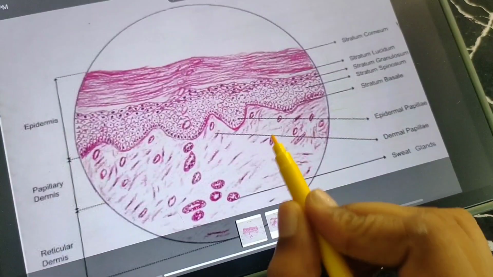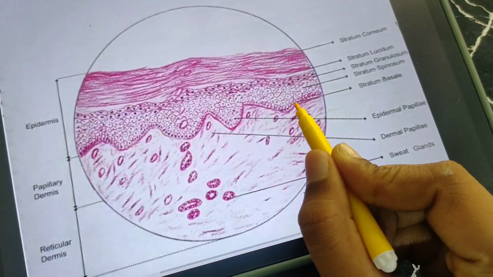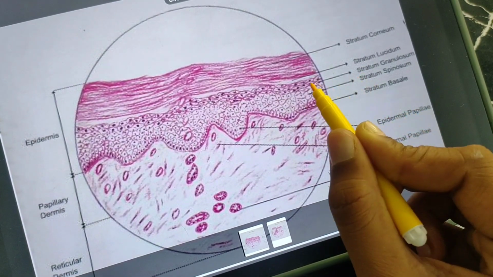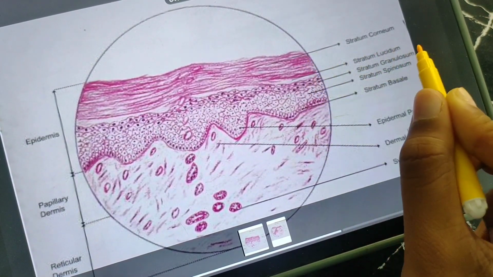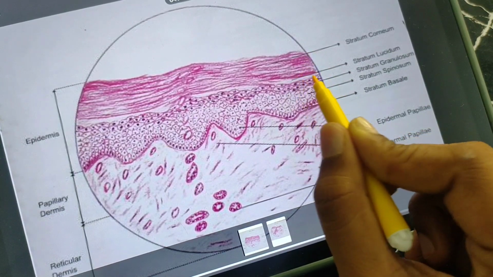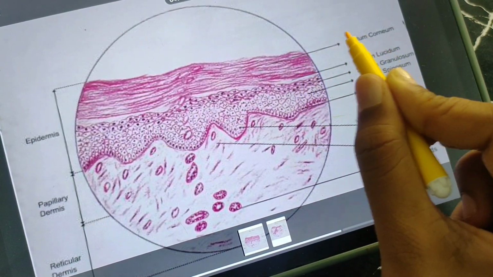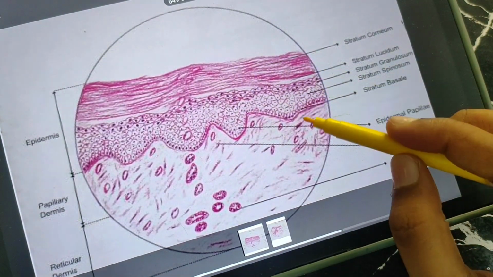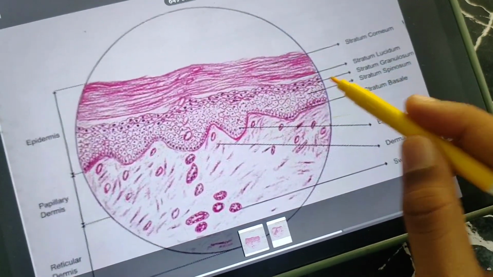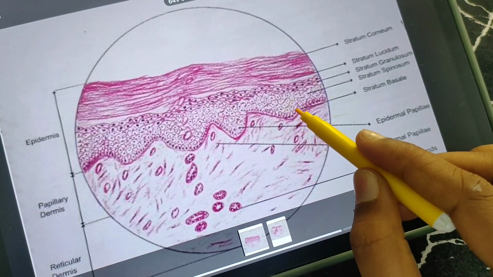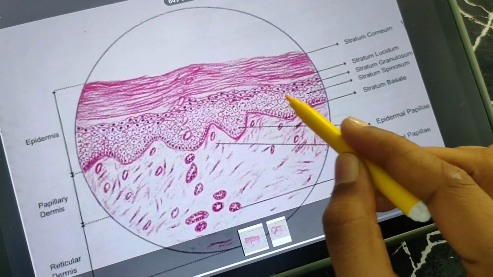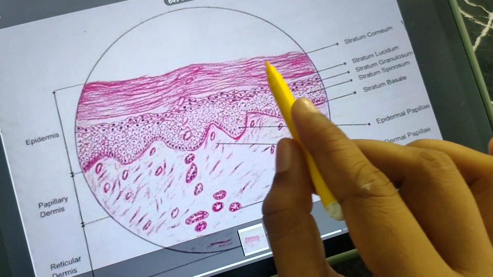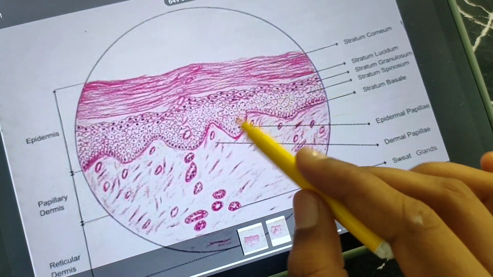That is the basal layer from below, the stratum basale. After that comes the stratum spinosum, then the stratum granulosum, which contains granule cells, then the stratum lucidum, and then the stratum corneum. From layer to layer, you can see the change in shape of the cells. Initially they were columnar cells, then they became polygonal cells, and then further flattened to become squamous cells, and then the cells died.